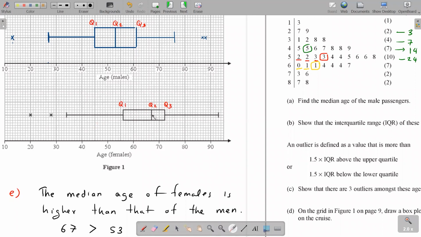Below the Q2, the other age should be above Q2. And if Q3 doesn't change, one should be below Q3 and one above Q3. Do you realize what's happening here? Okay, now let's place the four ages.